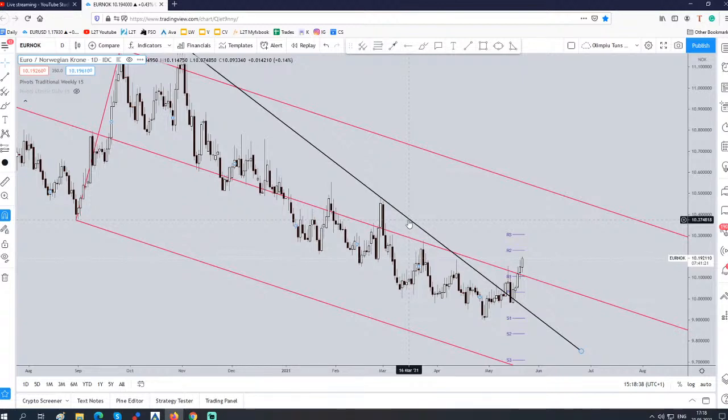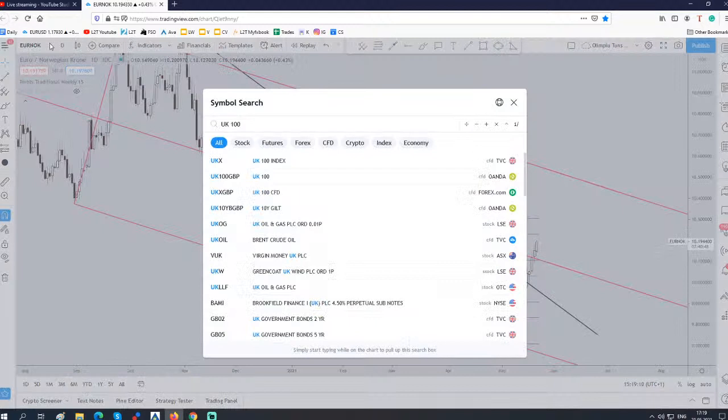FTSE 100, UK 100. Let's take a look, guys, on UK 100. Personally, I don't have this one on my watch list. Let's take a look on the 4-hour.